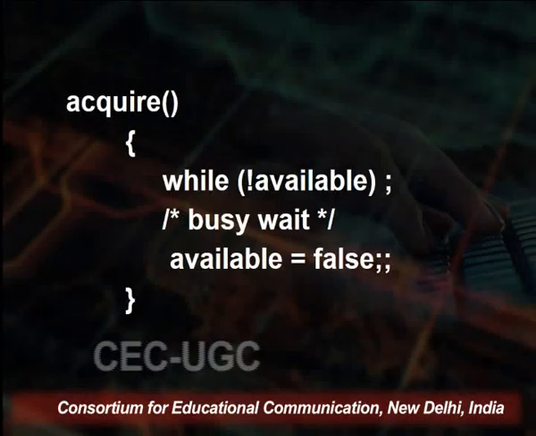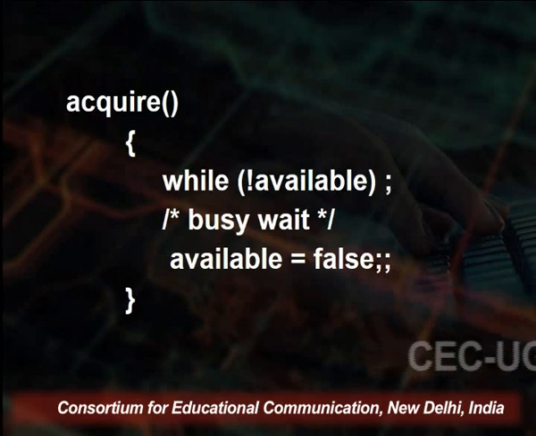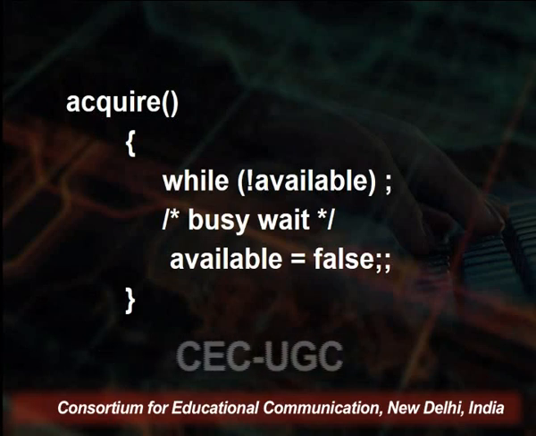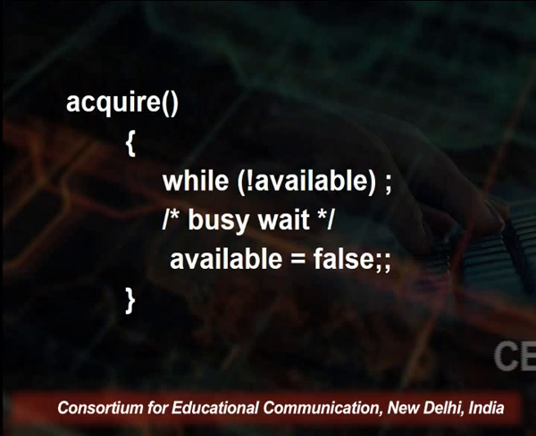To release the lock we have a release function, and to acquire a lock we have an acquire function. Here is the code of the acquire function, which says while not available, do nothing, which is busy waiting. Then we set available equals false, meaning it is not available. So this is what acquire is.